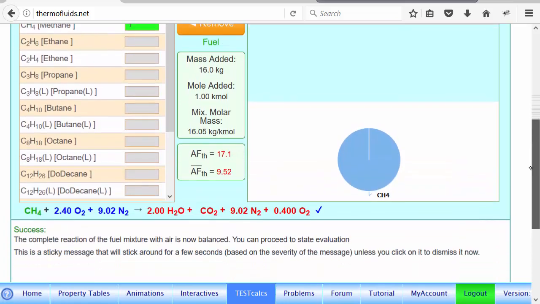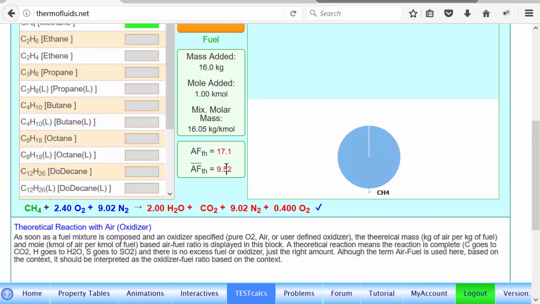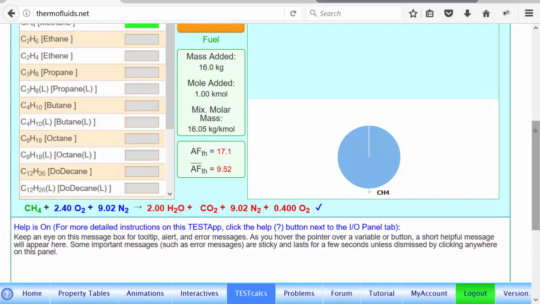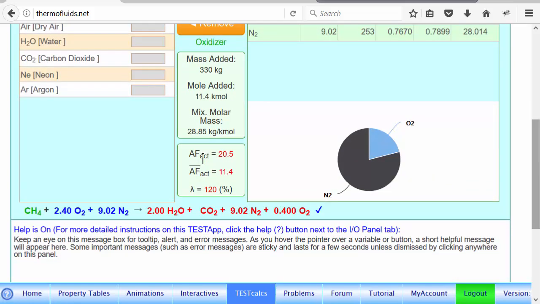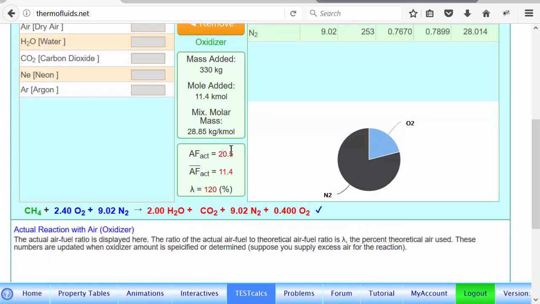So the reaction is balanced again, but the theoretical air-fuel ratio doesn't change, right? Theoretical means there is no excess air. So notice, to burn 1 kg of methane, we need 17.1 kg of air. But if you go to the oxidizer panel, it will tell you the actual air used. We are using 20% excess, so the air-fuel ratio will be higher. This is the actual air-fuel ratio, 20.5. The ratio of actual air-fuel ratio to theoretical air-fuel ratio is called percent theoretical air, or lambda.